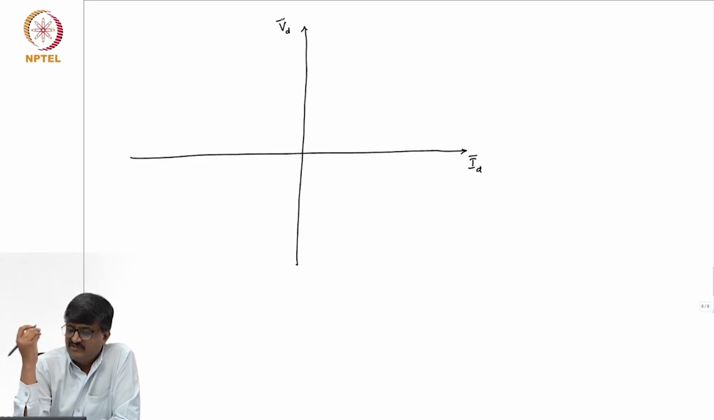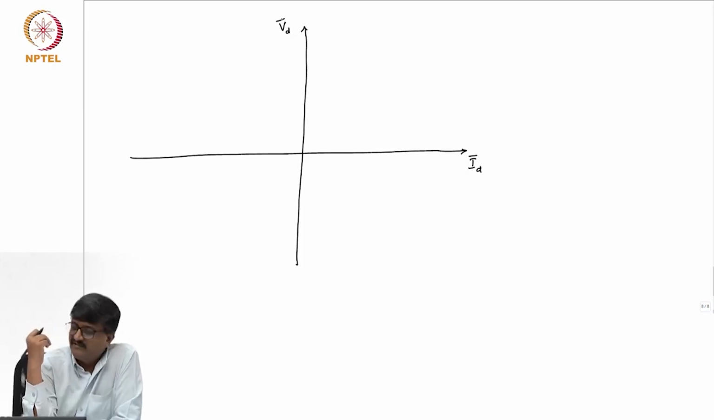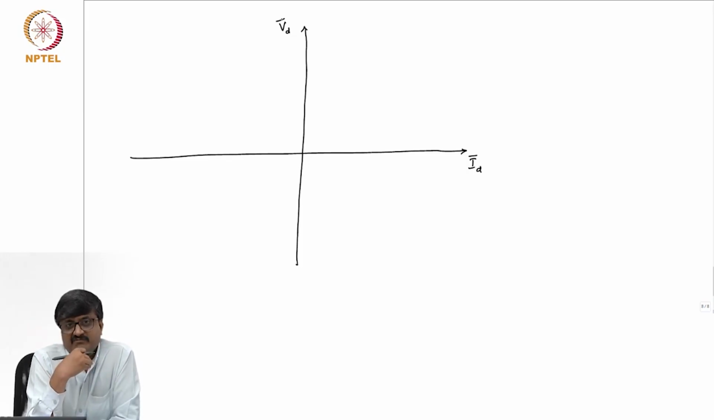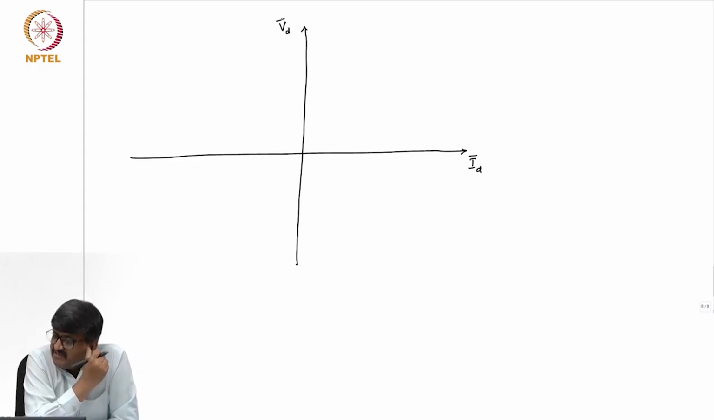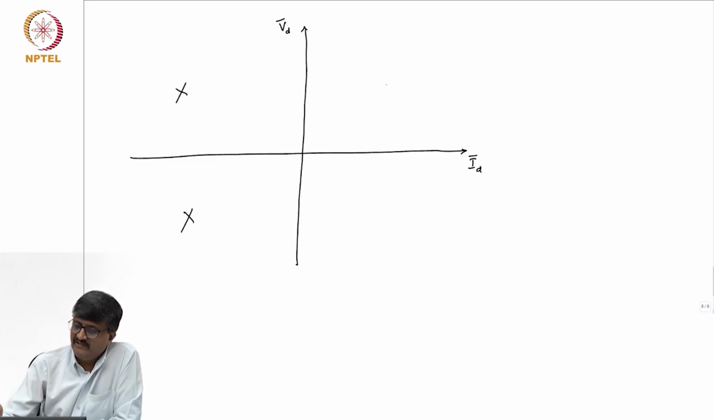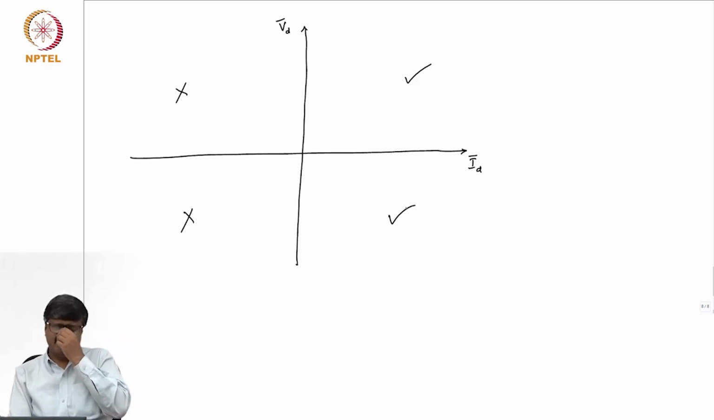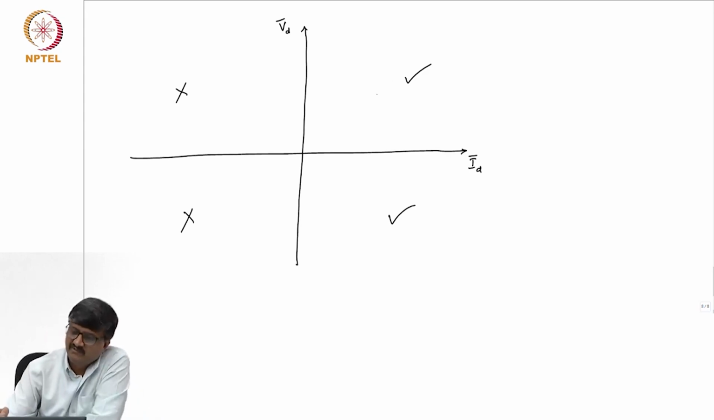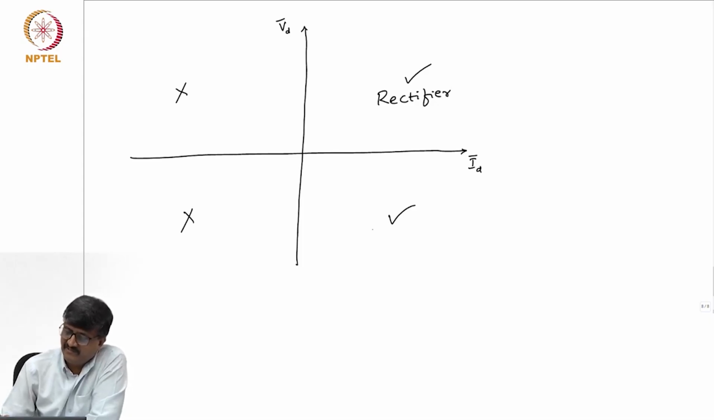If you have noticed, we started the analysis assuming that ID, the actual ID, is positive. So ID bar is also positive. So we don't get operation in the second and third quadrant. So we have operation only in the first quadrant and the fourth quadrant. Of course, VD can become negative because negative VD corresponds to invert operation, positive VD corresponds to rectifier operation. So the first quadrant is nothing but rectifier operation, and the fourth quadrant corresponds to invert operation.